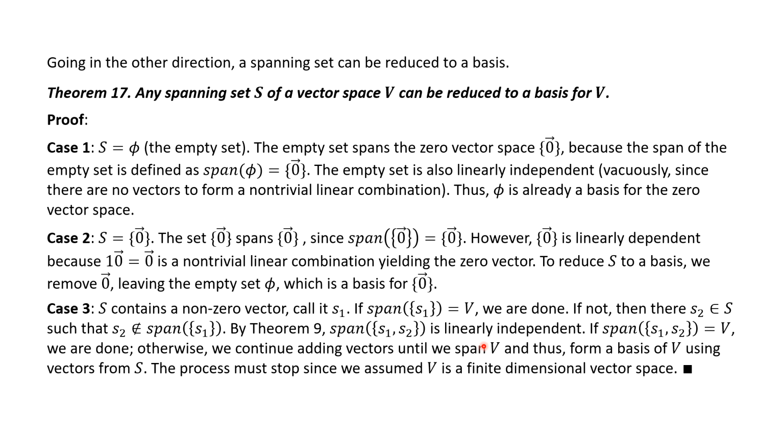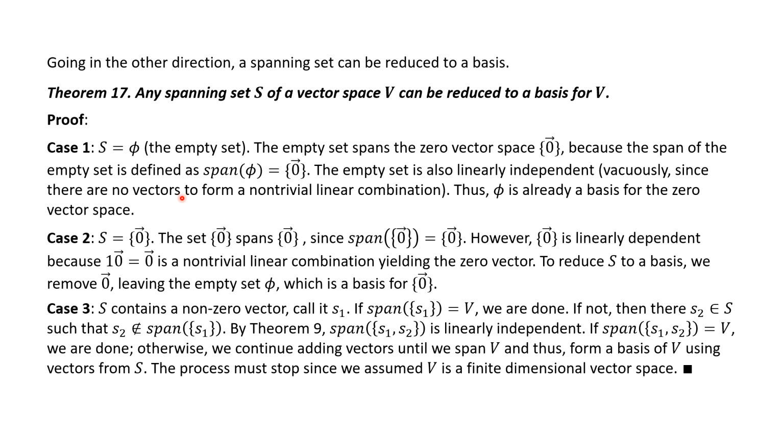So this is the typical case where we have a set S. It spans all of our vector space, and we just start with one of the vectors. If it spans the vector space, we're done. If not, we go to another vector from the set S that's not spanned by the initial vector, and that's linearly independent by our Theorem 9. And then if that spans all of V, we're done. Otherwise, we add another vector from S and so on.